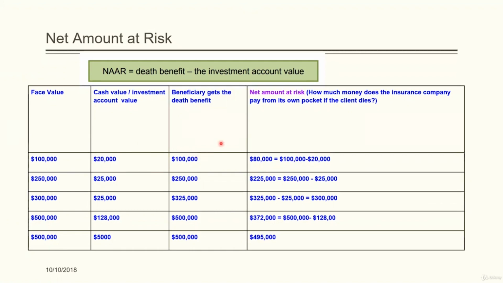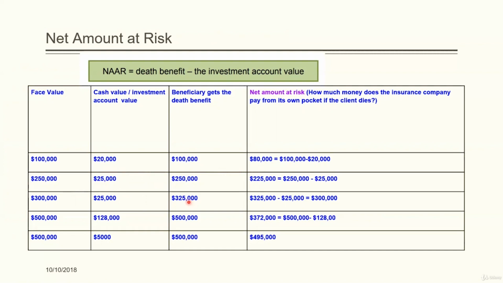So the net amount at risk, think of it as how much money does the insurance company pay from its own pocket. So in this case, it obviously is 100,000 minus 20,000, it's 80,000. In the second case, same thing. If 25,000 is the cash value, client gets 250, so 225 is going to be our net amount at risk. In the third example, it's a little different because now the family is going to get both the cash value and the face amount. So in that case, the family will get $325,000.